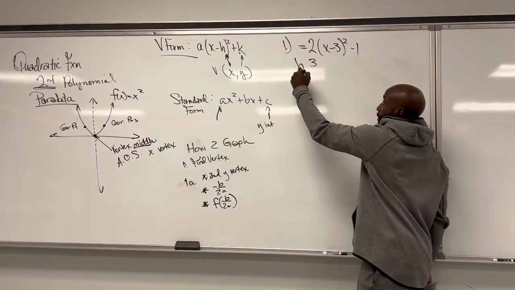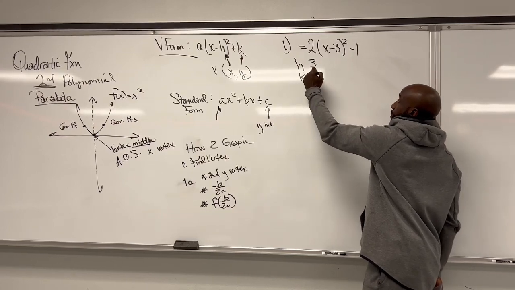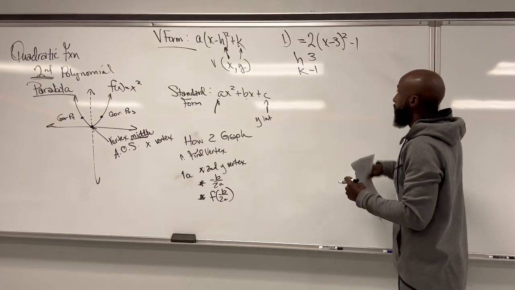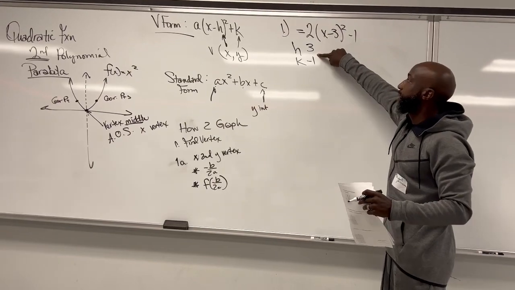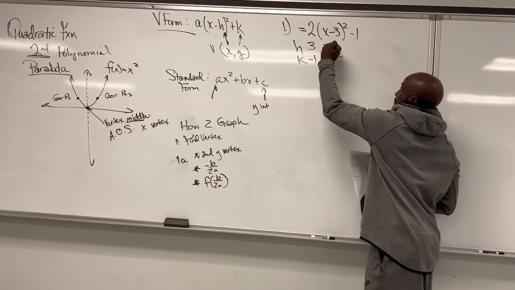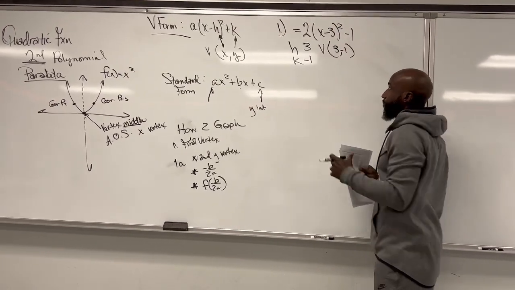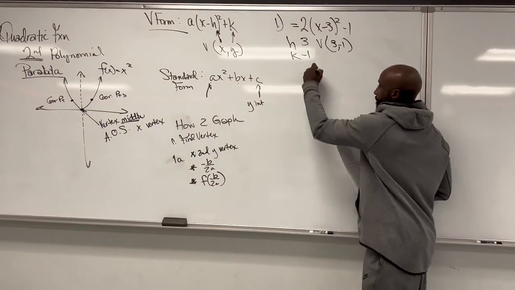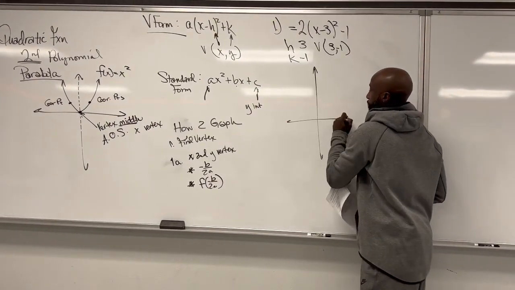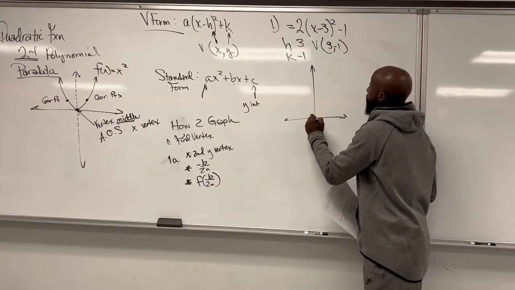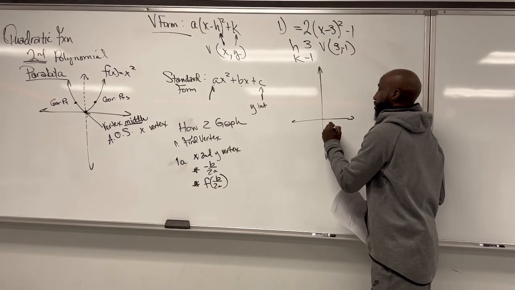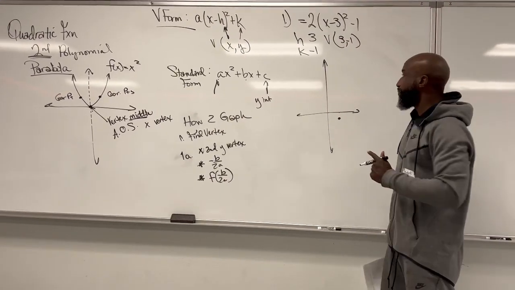Negative 3. Is it negative 3? Yeah, it says 3. H is 3, and the k is negative 1, right? Because if it's negative on the inside, it's actually positive. So the vertex is (3, -1), okay? So we can plot that first point there, right? We can plot (3, -1), which is just a guesstimate.